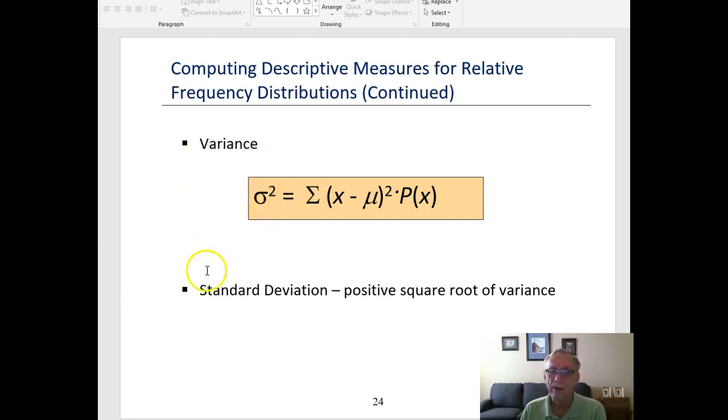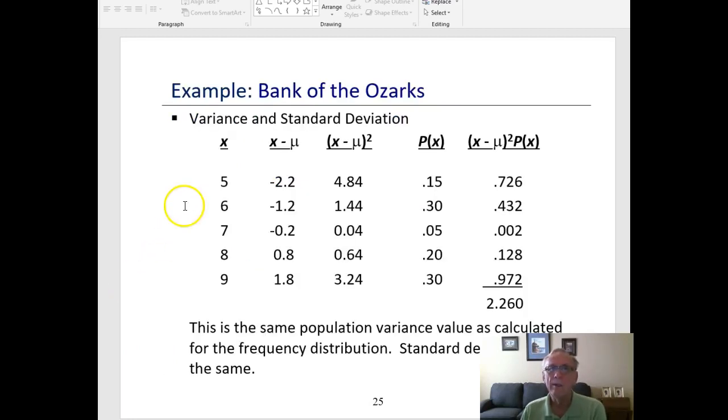Calculations for variance and standard deviation, same as previously. Variance, calculate 2.26. Standard deviation is the square root of that, 1.5.